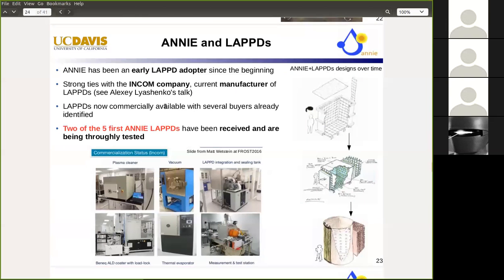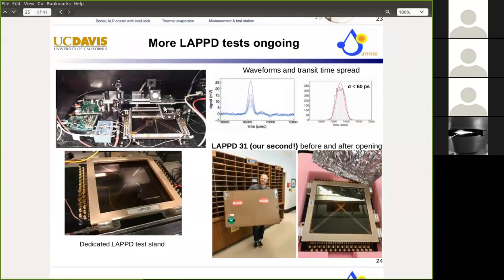So I want to also mention that LAPPDs are now a real thing. They are commercially available, and several buyers have already been identified and received some of the tiles. And one of these buyers is us from ANNIE. Two of the first LAPPD tiles to actually go in ANNIE have been received and have been thoroughly tested. So here are a few pictures of those tests.